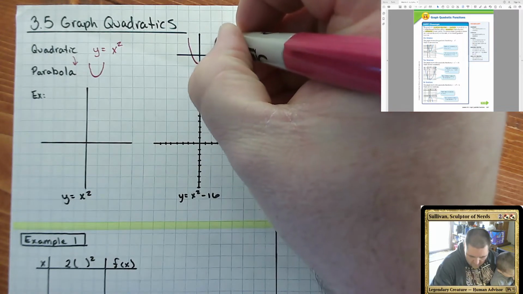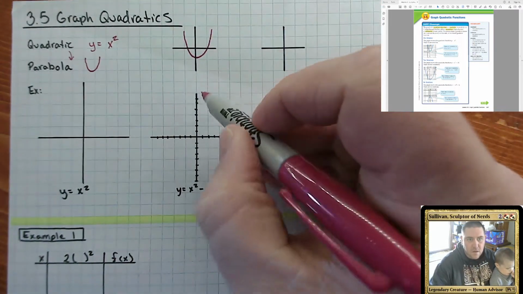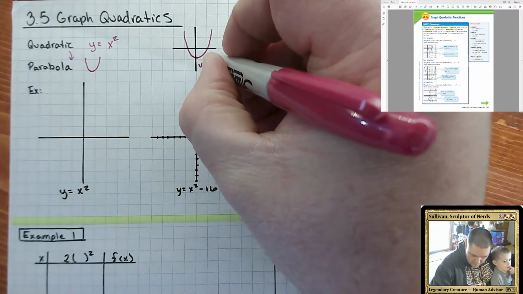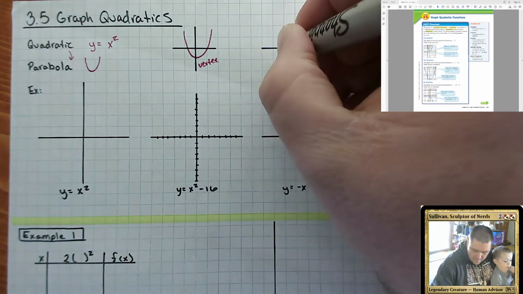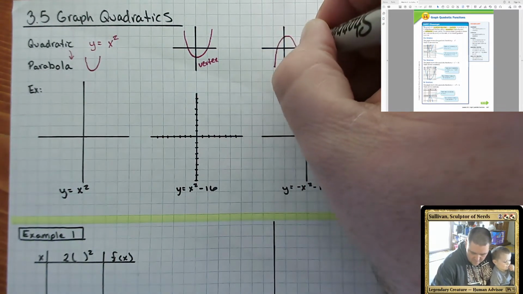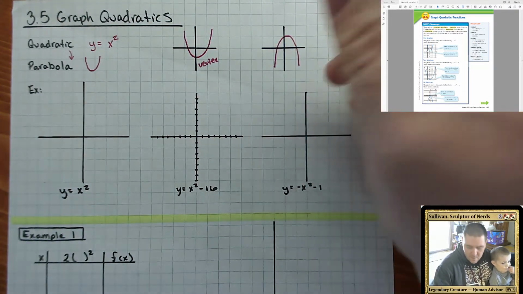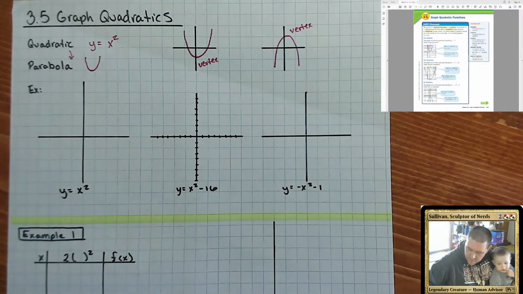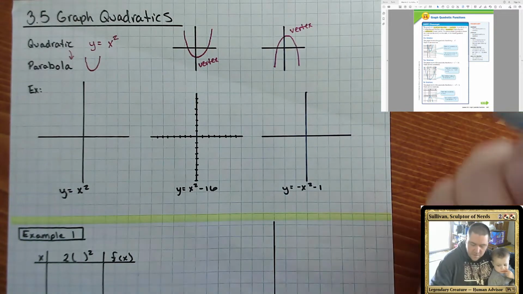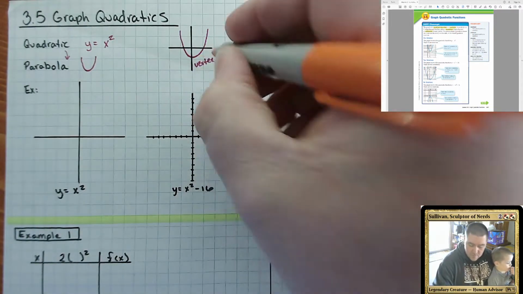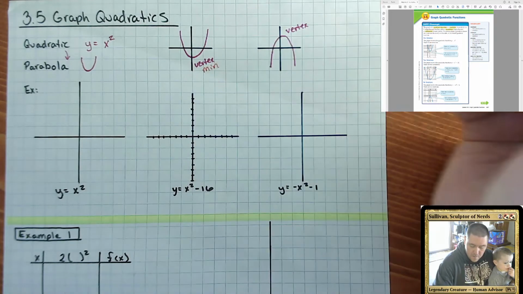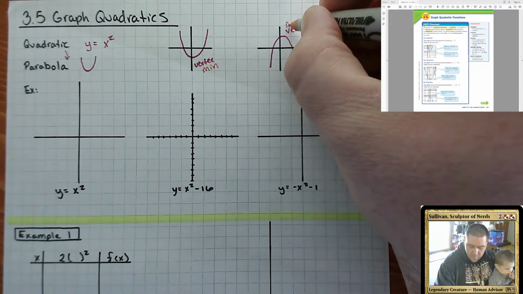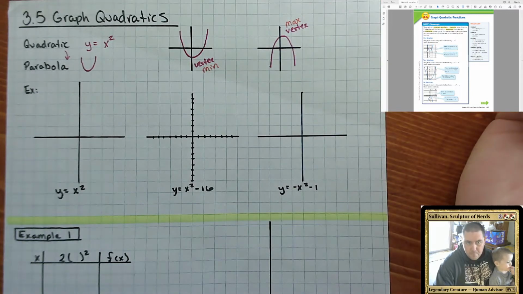If I have a graph that looks like this, the very bottom of the graph is called a vertex. Sometimes it can go like this. This is also a vertex. The difference is one of them is the lowest the graph ever goes, so it's called a minimum. This is the highest the graph ever goes, so it's called a maximum.